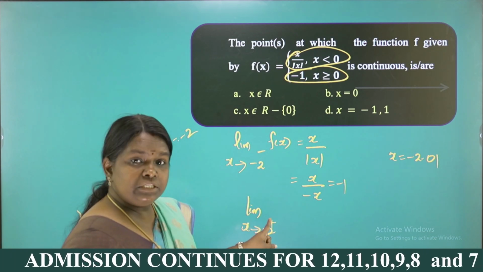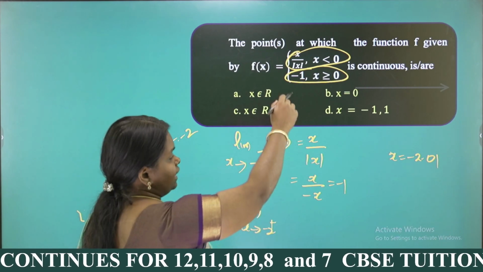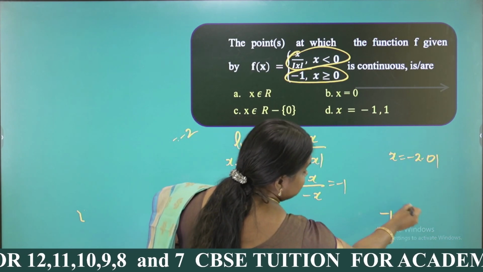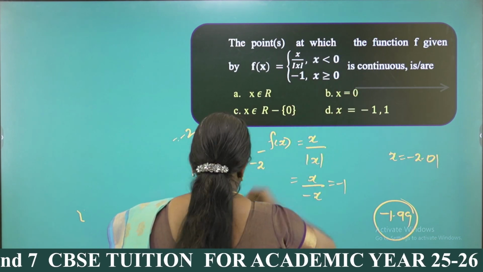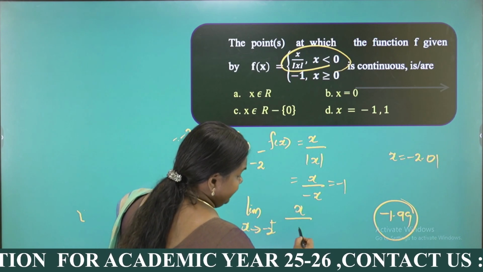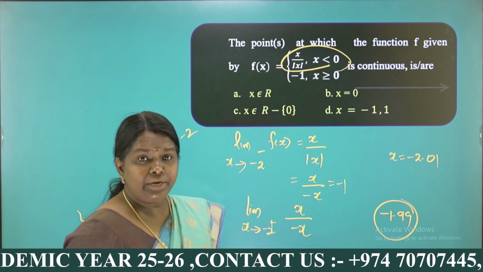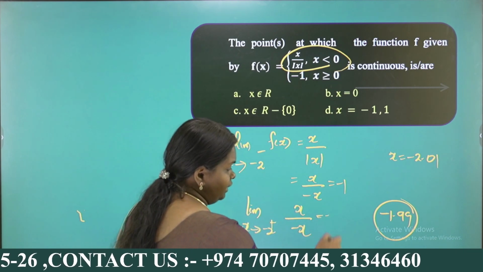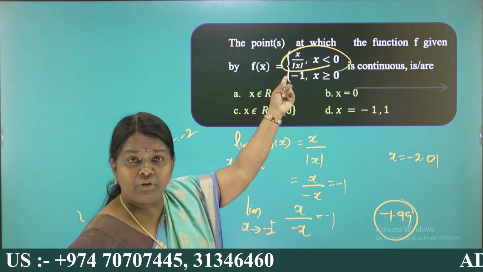Minus 2 plus means what is the value of the function? Minus 2 plus is also the same thing, right? Because x is coming like minus 1.99, but still it is less than 0, so it is coming under the first bracket itself. Even if it is minus 2 plus, the value is negative, minus 1.99. So modulus of x is negative x only, right? So the answer is again negative 1. Clear? So for x equal to minus 2, the same value.